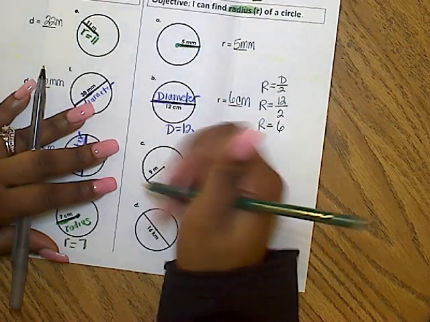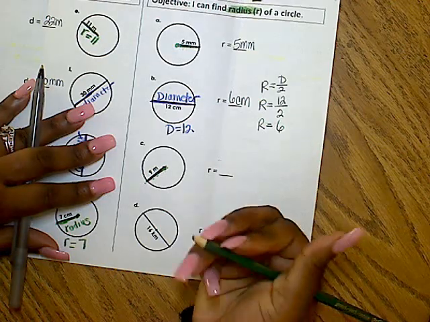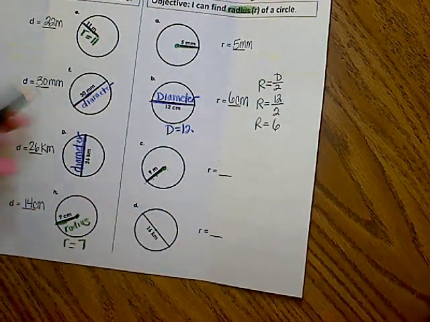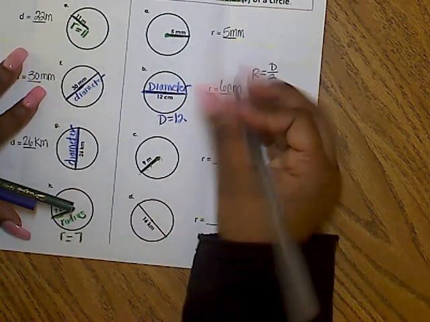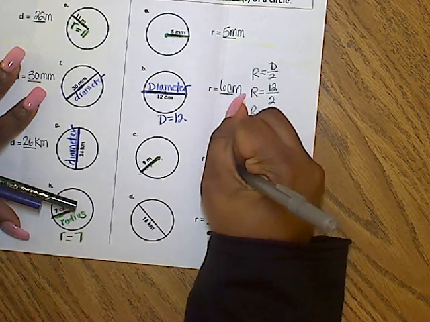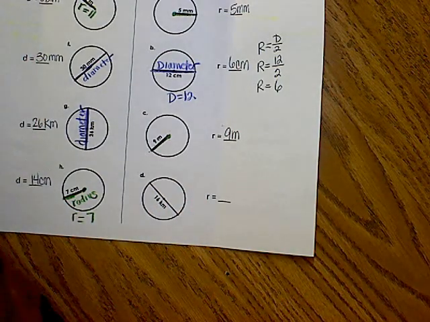The next one, we're just going to the middle, and we're stopping. We're not going all the way across, so this is our radius. So our radius in this problem is 9 millimeters. And again, at any point in time, if you think you got it, go ahead and stop it and just come back and check. And then the last one, we have a diameter.